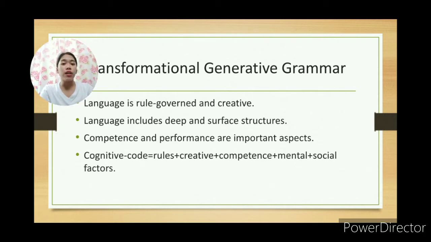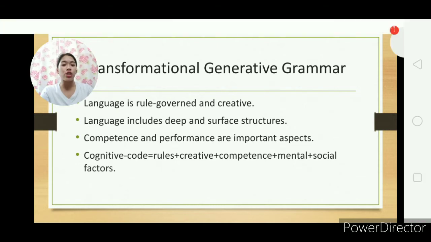So, transformational generative grammar is a system of language analysis that recognizes the relationship among various elements of a sentence and among the possible sentences of a language. And it uses processes and rules to express this kind of relationship.